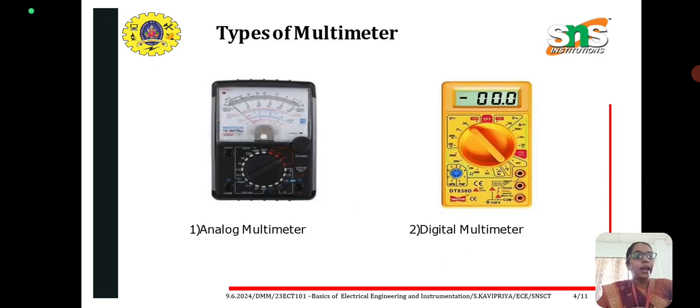And these are the types of the multimeter. The first one is the analog multimeter and the second one is the digital multimeter. An analog multimeter has a needle, and the needle calibration indicates the actual value of the quantity that is going to be measured, whereas in a digital meter there will be digital values, which is more advantageous when compared to the analog multimeter.